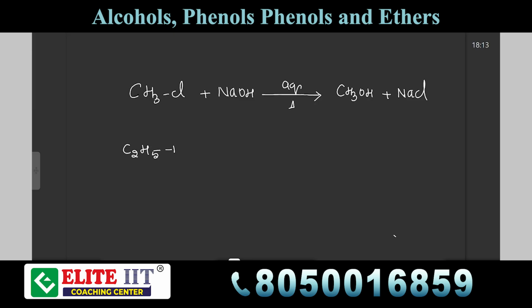C2H5Br, ethyl bromide. When you treat this with potassium hydroxide, aqueous medium, we get here C2H5OH, eliminating KBr. Any strong base you can use here.